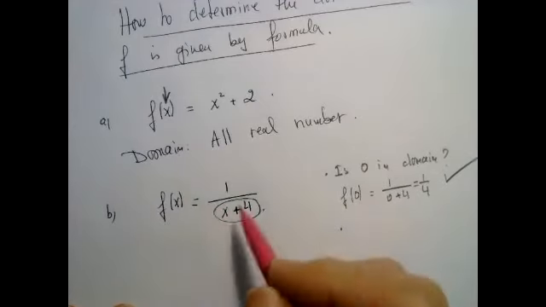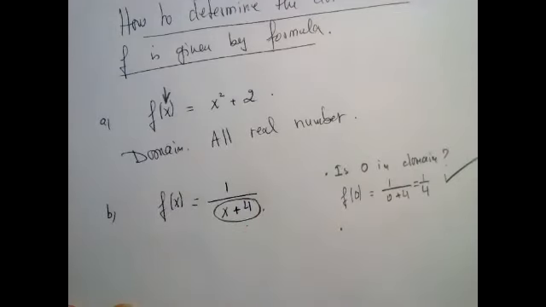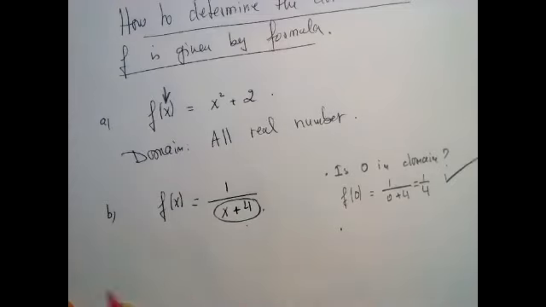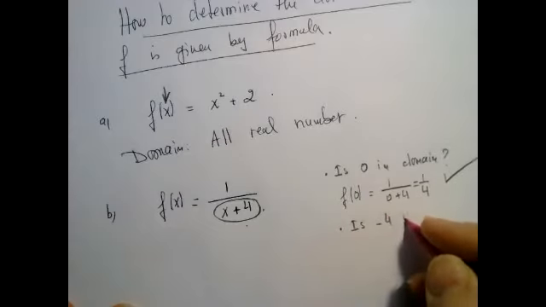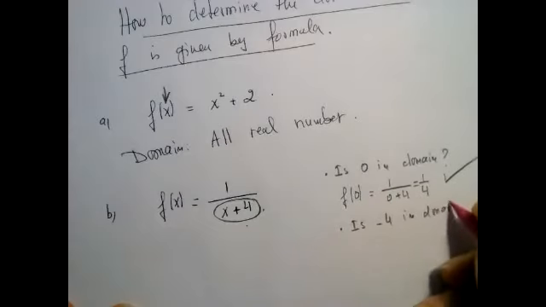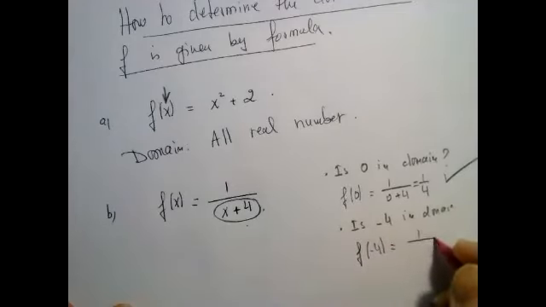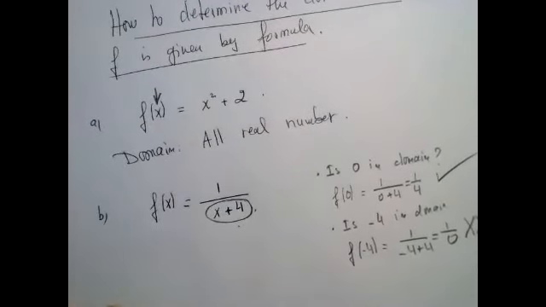-4. Anything that's going to make this denominator 0 is going to give me a problem. Any value of x that will cause this denominator to be 0 will give me a problem. And in this particular problem, you guys are figuring it out: it's -4 not in the domain. F of -4 is 1 over -4 plus 4, 1 over 0 doesn't make sense. That's not a real number. So -4 is the one that's going to give me a problem.